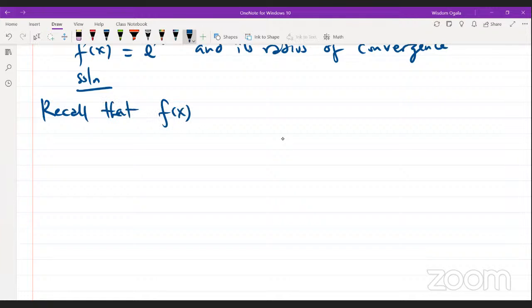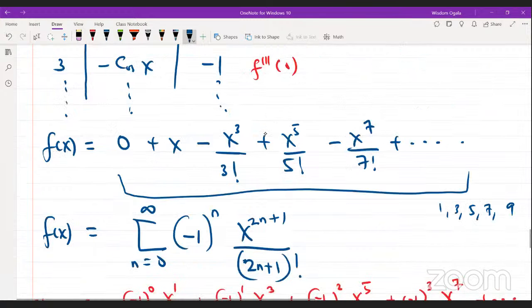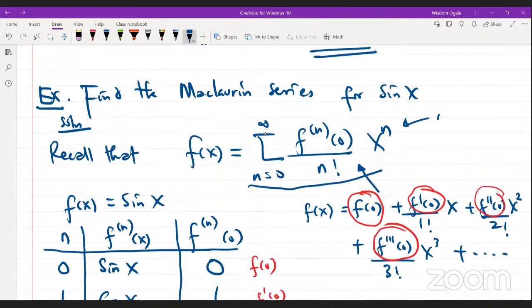Recall that f of x equals the sum of f^(n) of 0 divided by n factorial times x to the n. This is just the Maclaurin series. Let me go back here and remind you, this guy is the Maclaurin series.